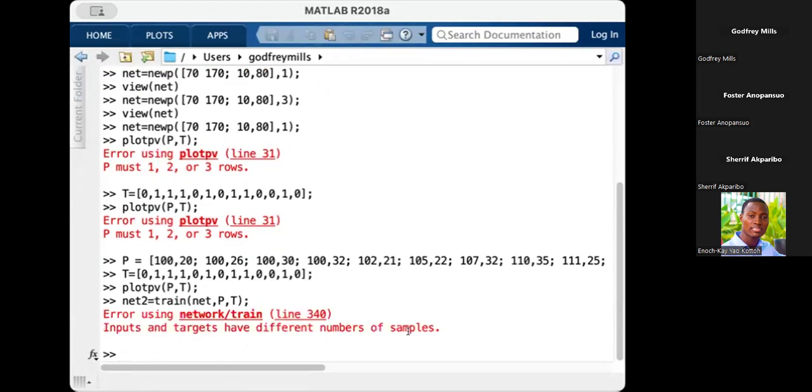So what is the problem? Okay, error using input samples. What is it? Net 2 is equal to train net. What is the problem here? Net 2 is equal to train net. I said train my network for me. My network is the one that I viewed. Okay, let me do again. Net.